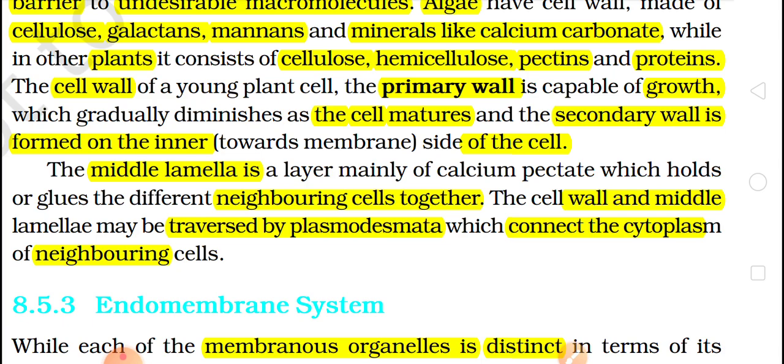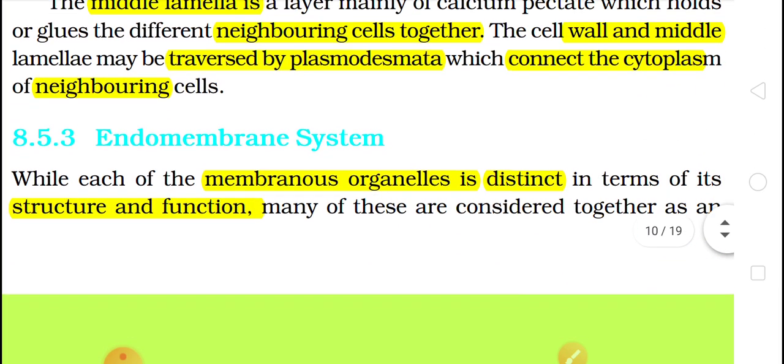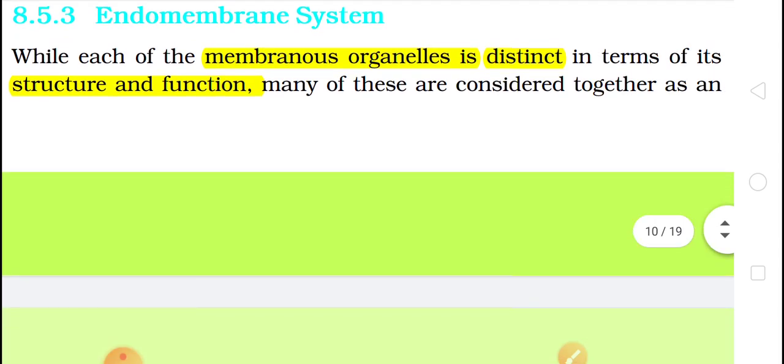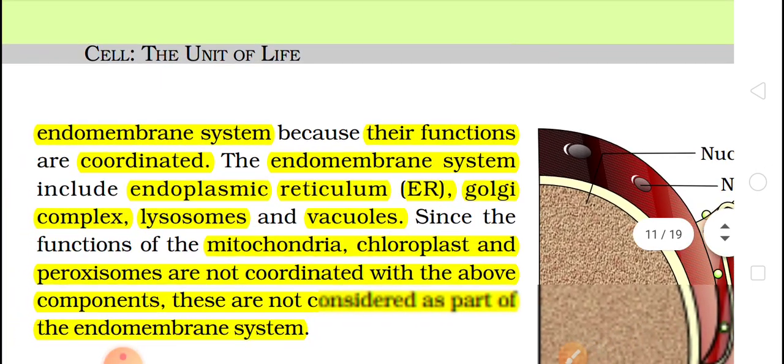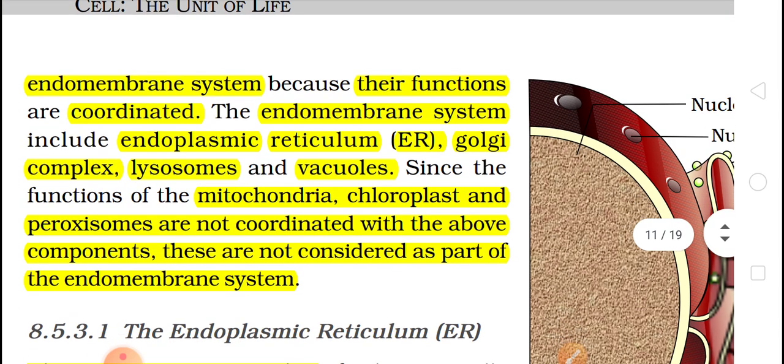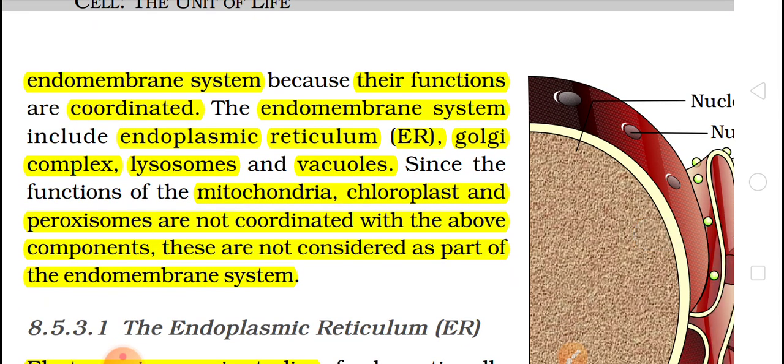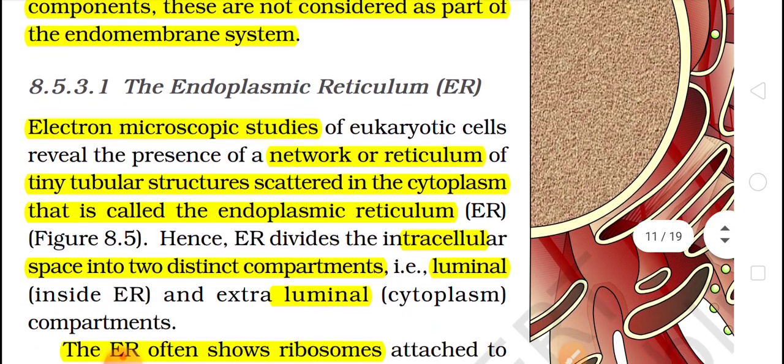Okay children, now the endomembrane system. The endomembrane system consists of endoplasmic reticulum, Golgi apparatus, lysosomes and vacuoles. In this video, children, we will cover endoplasmic reticulum, Golgi apparatus and lysosomes also. So let's start with endoplasmic reticulum.